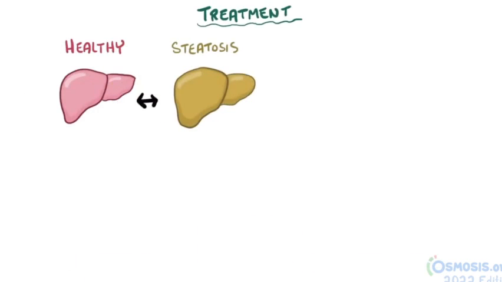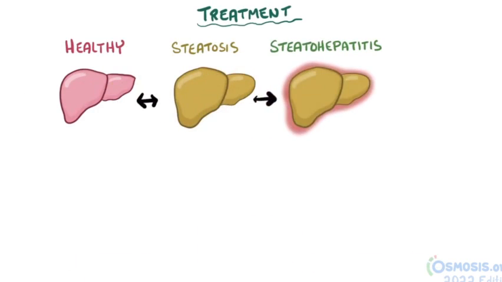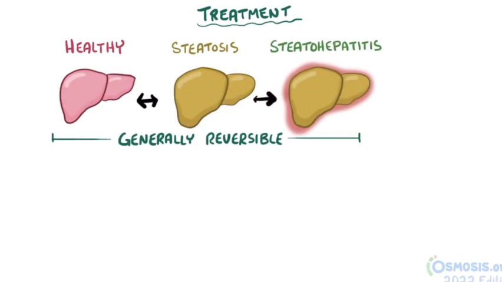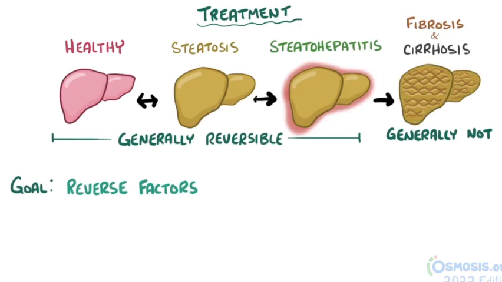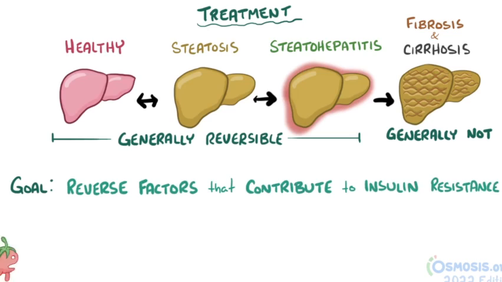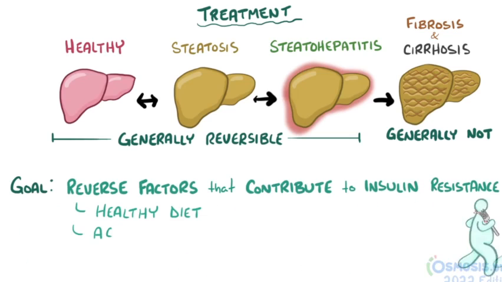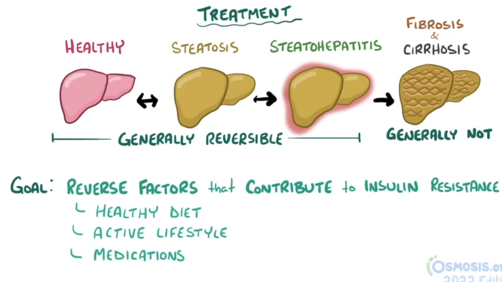Steatosis, and to a lesser degree steatohepatitis, is generally reversible by addressing the underlying cause, although that's generally not the case once fibrosis and cirrhosis have set in. The goal is to reverse the factors that contribute to insulin resistance, mainly through a healthy diet and an active lifestyle, as well as medications to control blood glucose levels if needed.